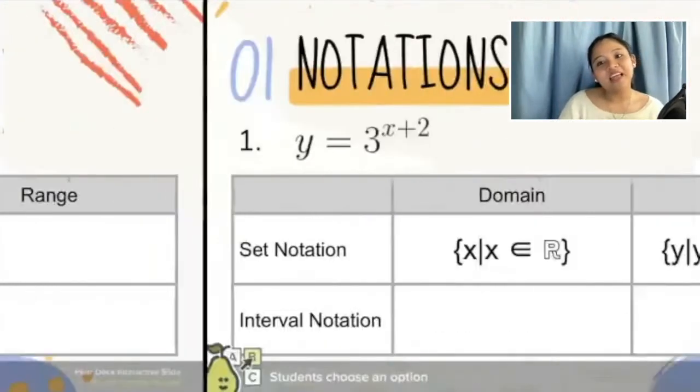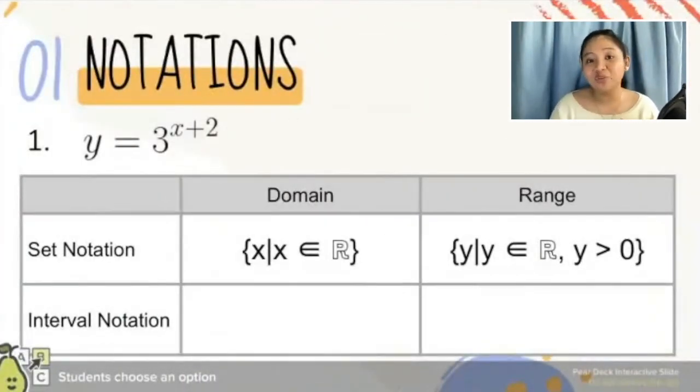Time's up. The correct answer is to express your domain in set notation as x such that x is an element of R, or element of real numbers. And then we have the range to be y such that y is an element of real numbers, but with this limiting value where your y should be greater than 0. This is because any real number you put as your x, we cannot have a value of y that is less than or equal to 0. Whatever we put as x, the y value we get is always greater than 0, not even equal to 0.